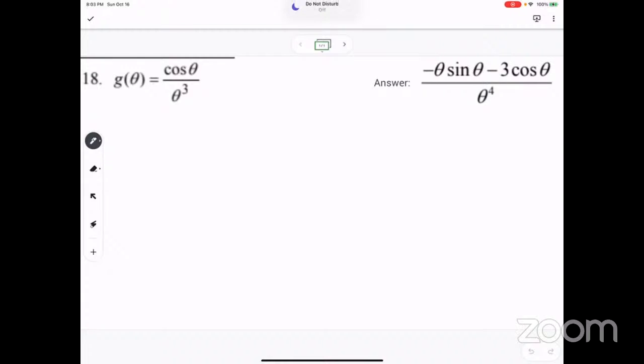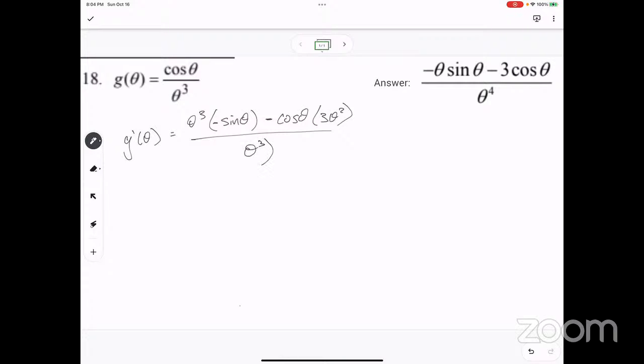All right, so they want to find the derivative of g of theta. So g prime of theta is going to equal, the quotient rule says it's low times the derivative of the high, which is negative sine theta, low d high minus high d low, all over low squared.